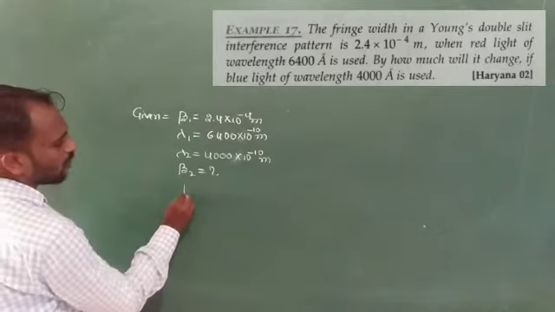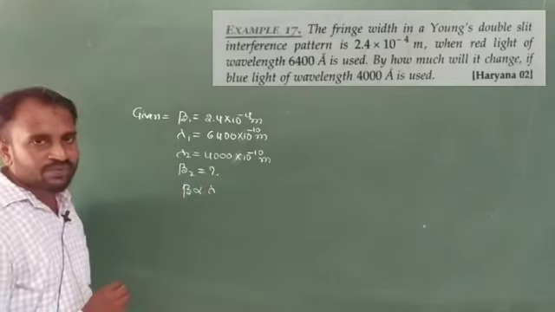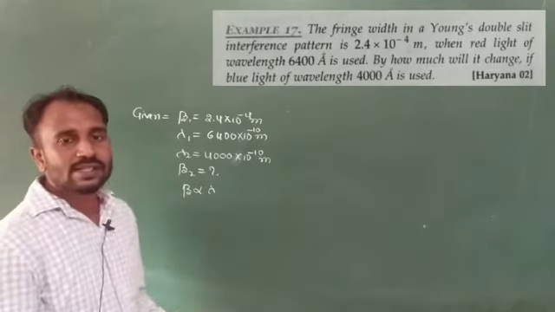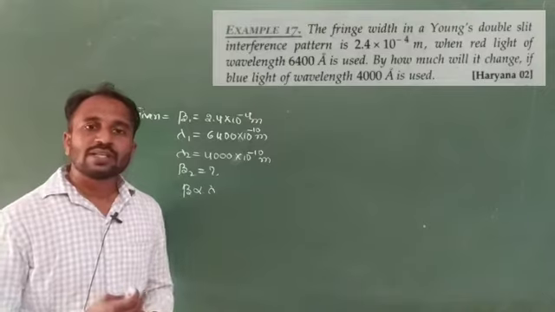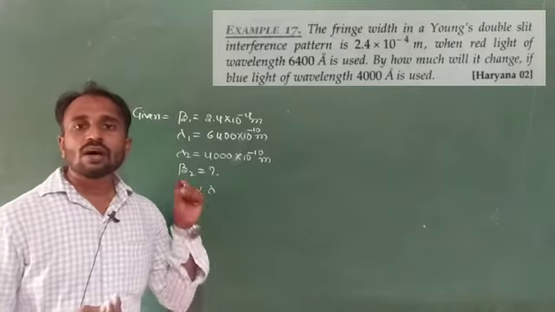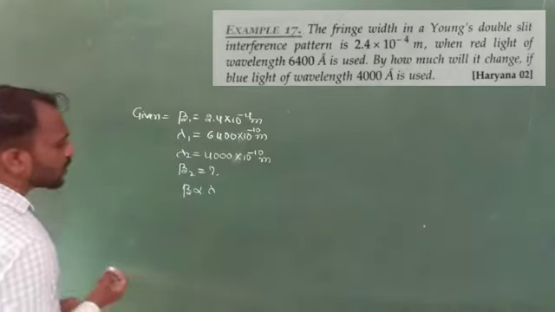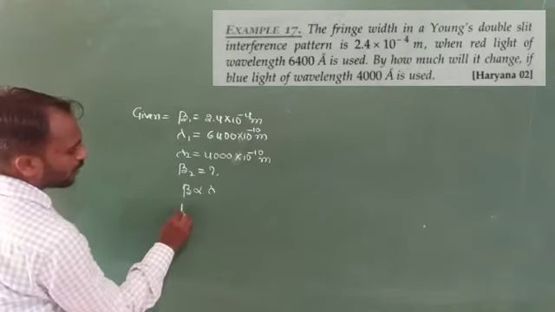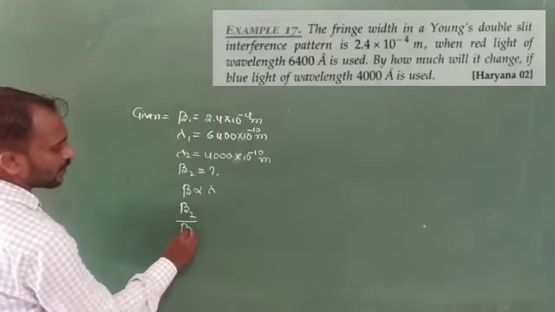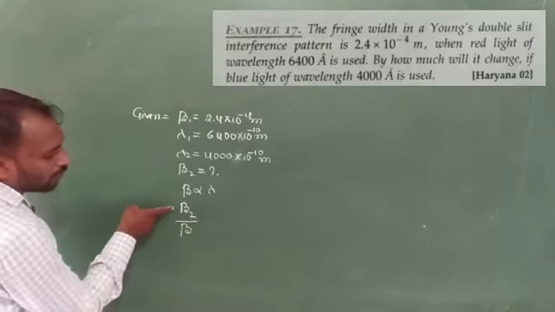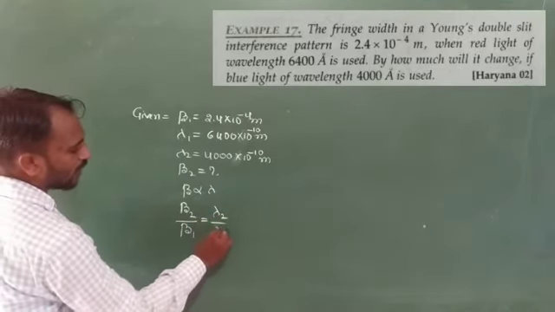Okay, dear students, you already know that fringe width is directly proportional to the wavelength. Whenever the wavelength increases, the fringe width also increases. The fringe width is the distance between two dark or two bright fringes. So that is what we consider the fringe width. Here we want to calculate beta 2, so we consider the ratio of fringe widths: beta 2 divided by beta 1 is equal to lambda 2 divided by lambda 1.